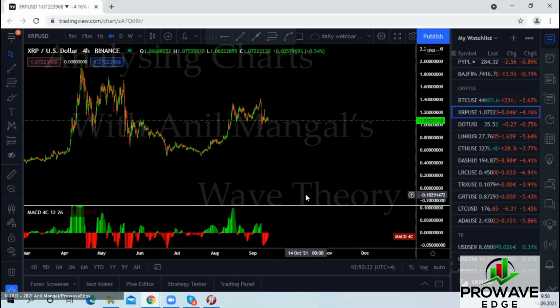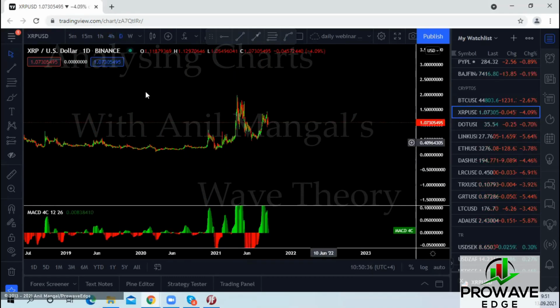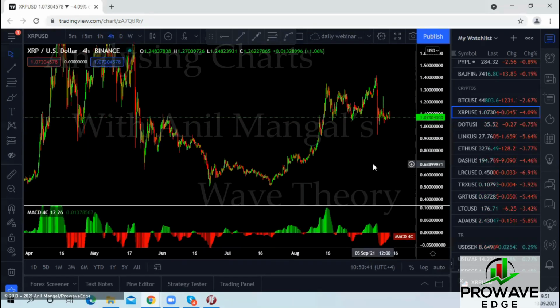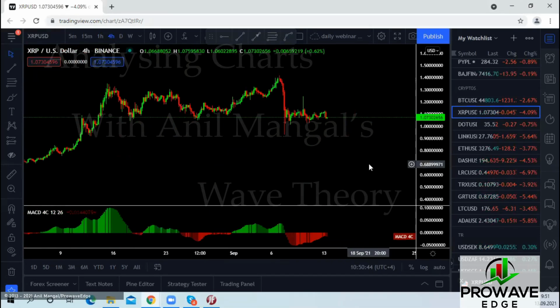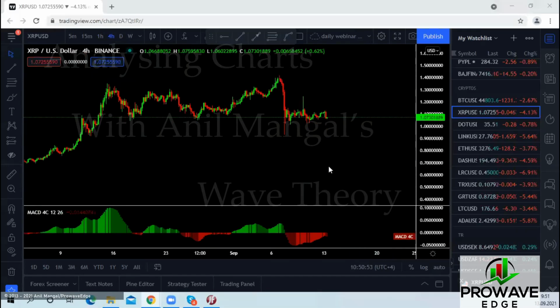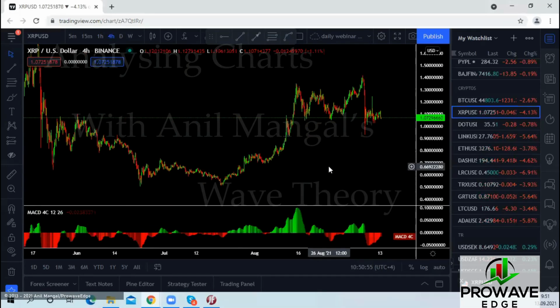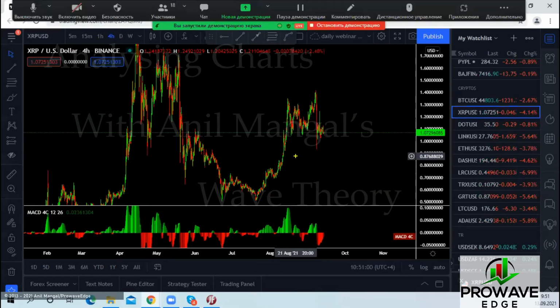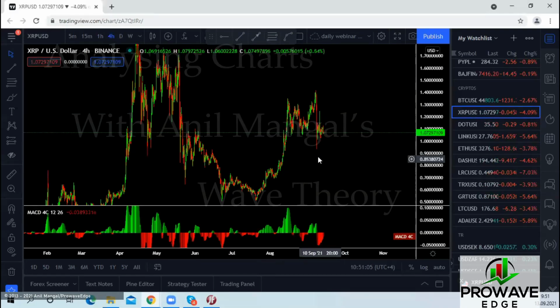XRP, pretty much the same thing. 4 hour, let's see. This one might be heading for the downside already, because if this is real, then this could be heading for the downside already. Bigger picture, this one could go up some more, depending on how you look at it. But right now, this one, if that is real, the first trade should be to the downside.